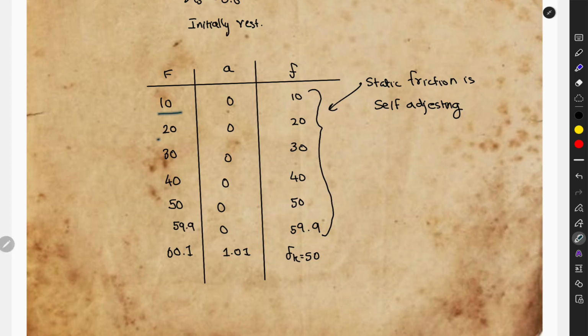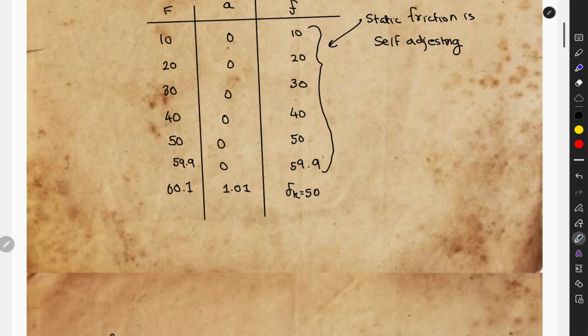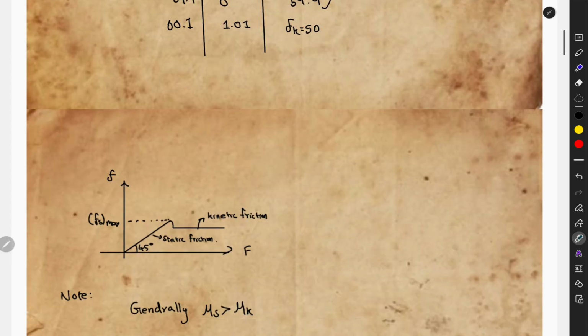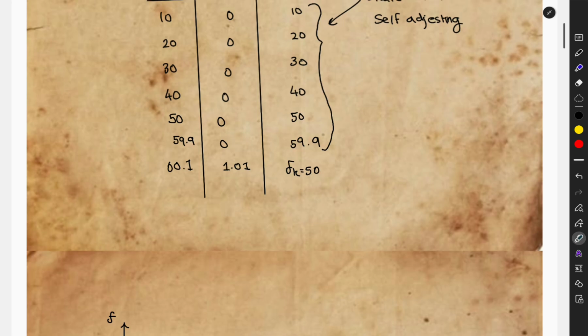Next, the graph. You can see 10 newton, 20 newton, 30 newton, 50 newton, and 59.9 newton are applied and there is no acceleration because they are with static friction, so there won't be any movement. Similarly, you can see it is self-adjusting the force, as this and this are the same. But the moment you apply above 60 newton, which is 60.1, it goes to kinetic friction, which gives an acceleration of 1.01, and the friction constant, which is 50. Fine. So this is the graph for the above table.